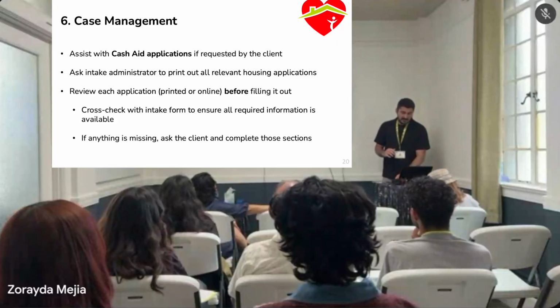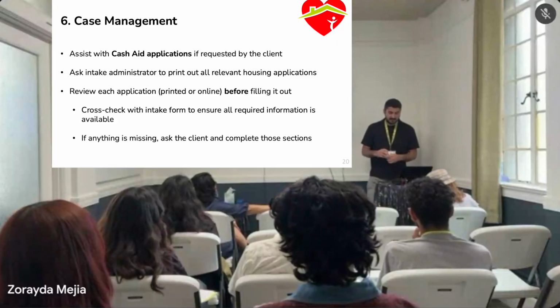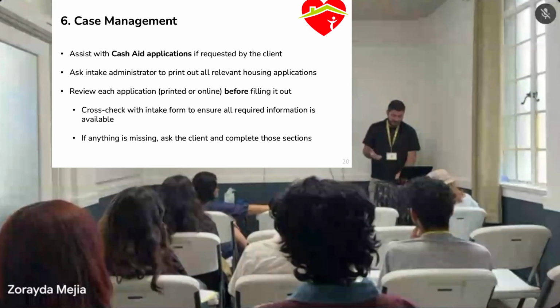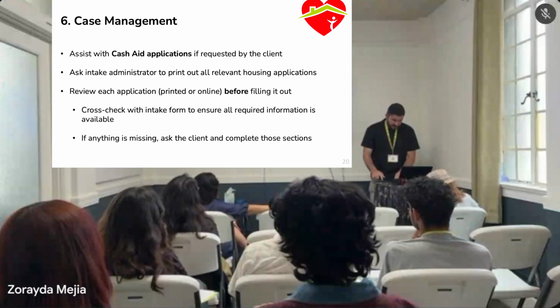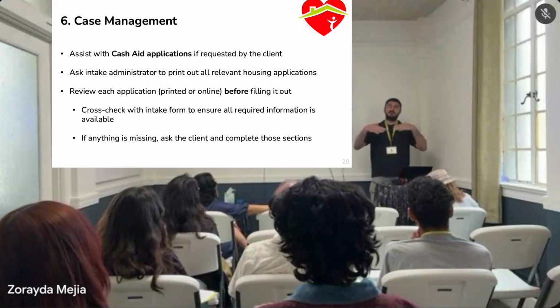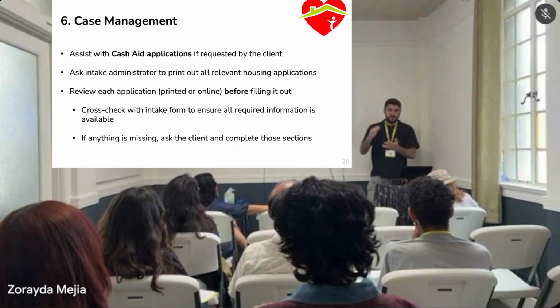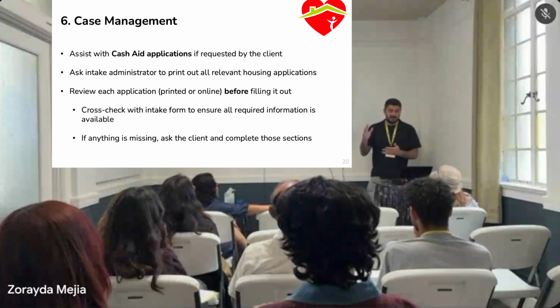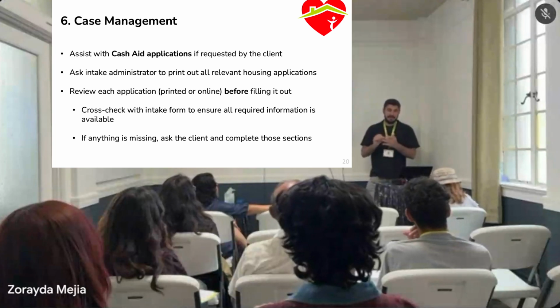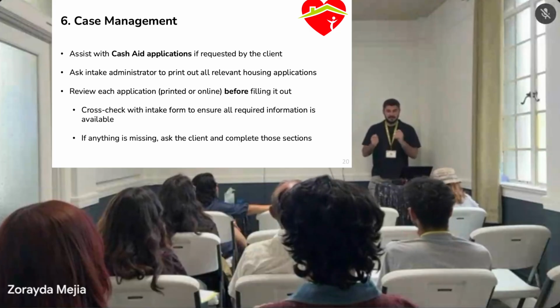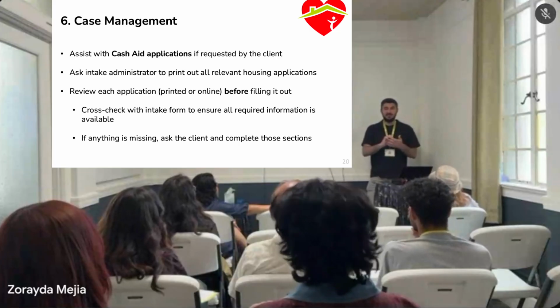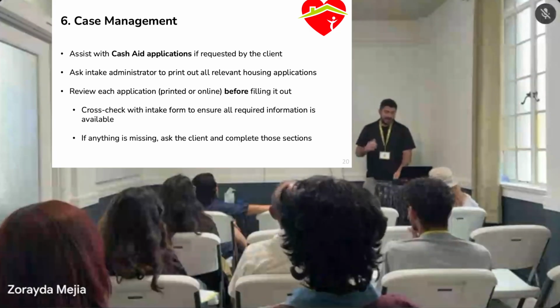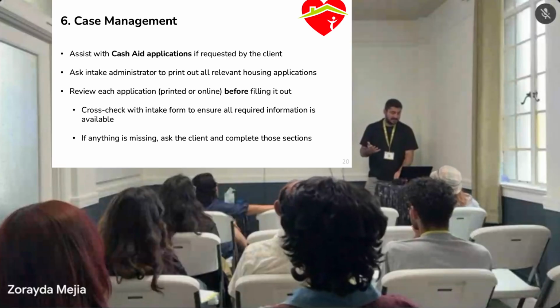Next thing we do is assist with cash aid applications if requested by the client. We do that. We go through, so again, you look through the properties, you find which ones they can qualify for. We ask the intake administrator, the person from the previous step, to print out all of these relevant housing applications. If it's a paper application, we want them to print out the paper ones and just take note of the online ones. Remember, again, we don't do portals. I'll get into that in a second.